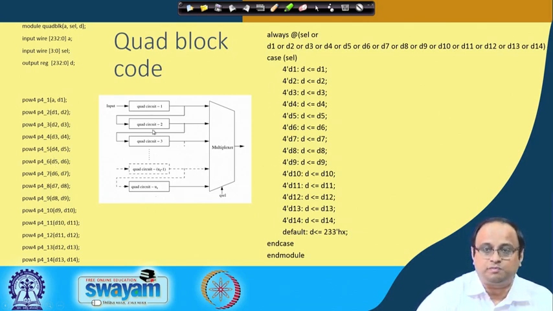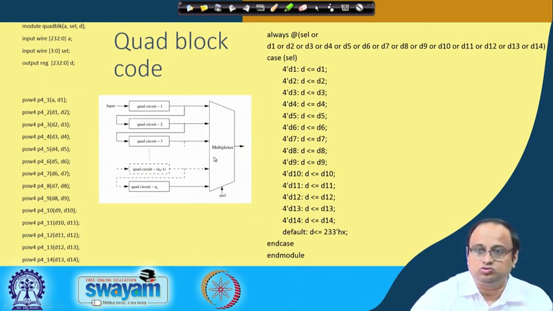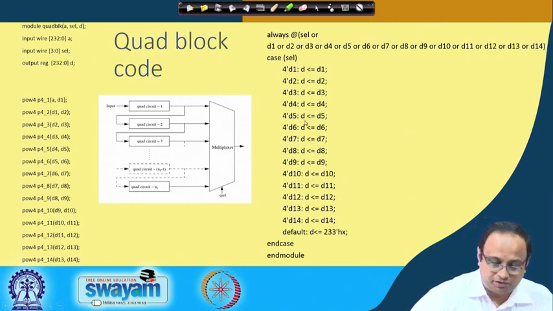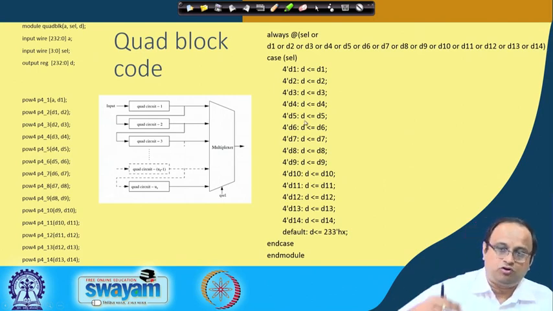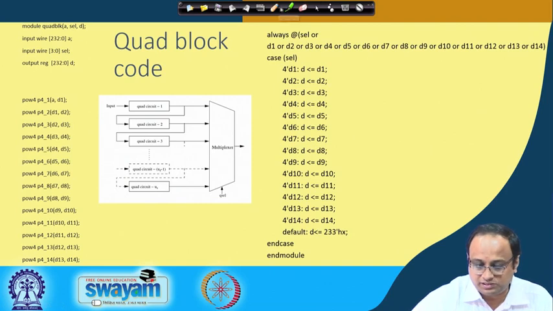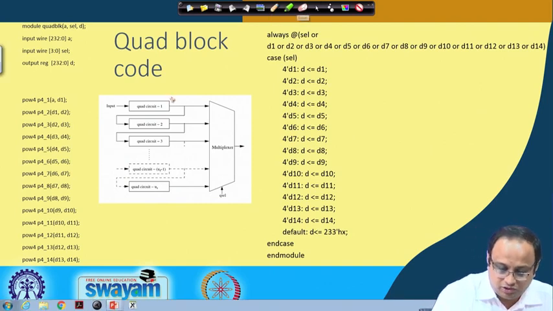All of them calculate the power of 4. Depending upon the select, you multiplex any one of them out. For example, if I want to select something intermediate, I can just choose one thing from this. If I want to calculate alpha to the power of 4 power of 3, then that means I have to take this.